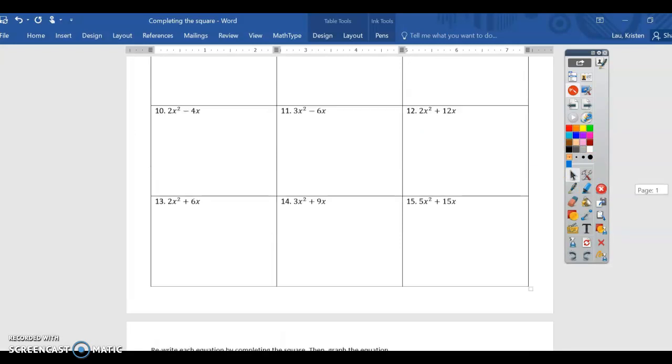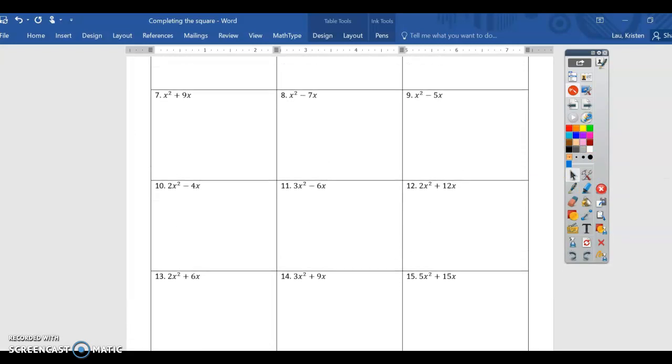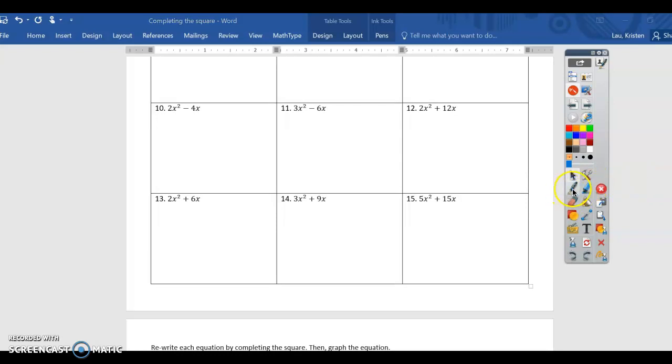Okay, so now that we have done some easy ones, let's go ahead and look at something that's a little bit more challenging, just a little bit. Okay? So let's first look at number 10. Let's first notice that there's this 2 in front. So we have to get rid of the 2. So let's divide each of these terms by 2, or let's factor out a 2. So I'm left with x squared minus 2x. So I'm still trying to find this c value.